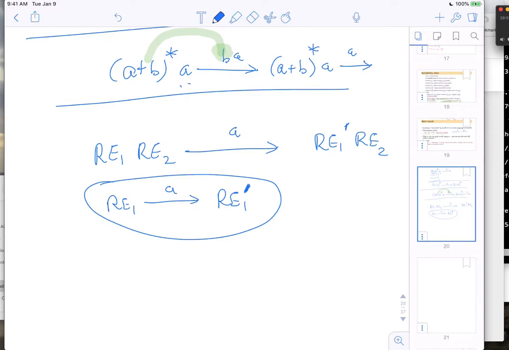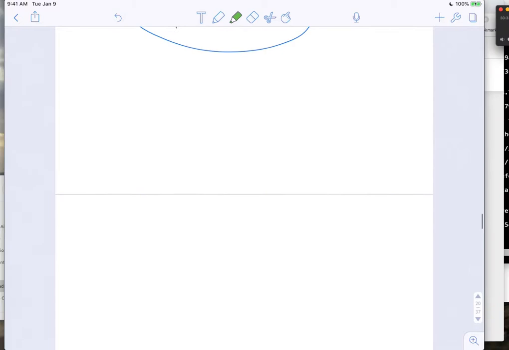But suppose RE1 is nullable, then you can start eating RE2. So there are two cases here. If RE1 is not nullable, then you have to eat A from RE1, no choice, otherwise you'll get stuck. But if RE1 is transparent, it's nullable, then you can reach out and start eating A from RE2. That needs the set of rules we'll have to build up.